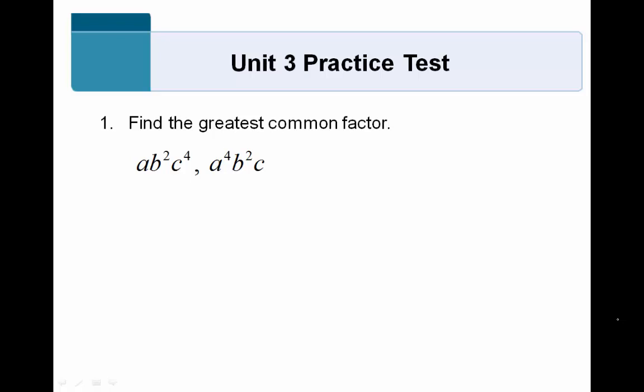Alright, so problem number 1 is to find the greatest common factor of these two terms. Recall that when we find the greatest common factor, we look at the variables that are the same, and the GCF can only be what they have in common. So it's going to be whatever the smaller exponent is. If we look at the a and the a to the fourth, the GCF will be a.